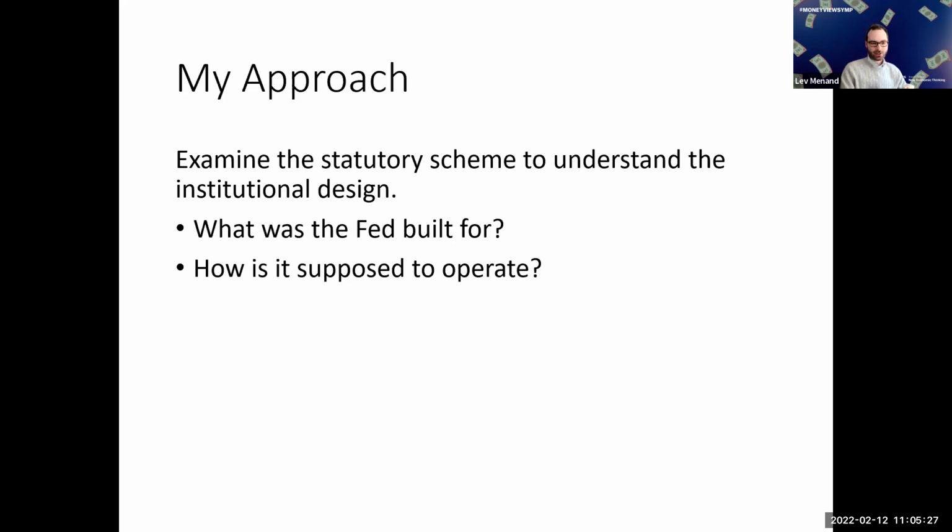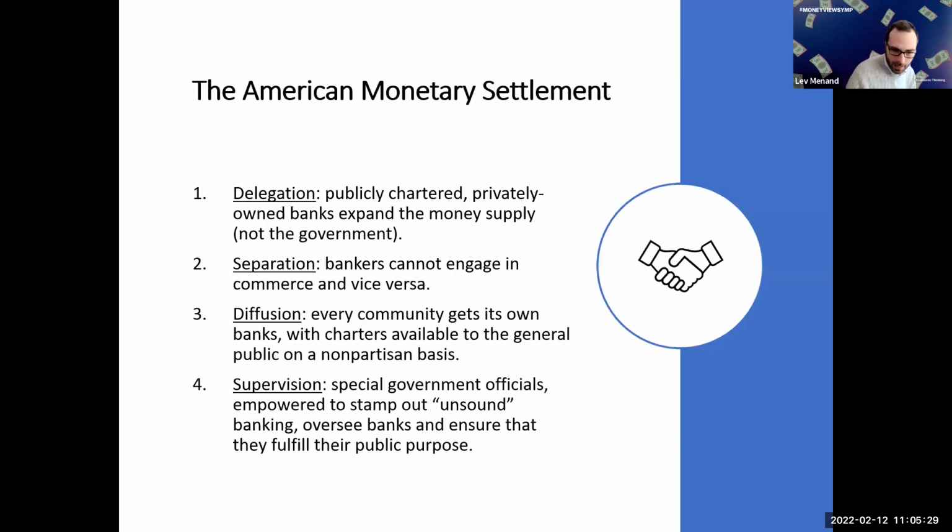And so it's quite striking. So I call the US solution to the problem of creating an elastic money supply the American monetary settlement. And this is an arrangement for creating money that emerges in the US at the state level in the 1830s and 40s after the Jackson veto of the Second Bank of the United States. And it's embraced at the federal level during the Civil War. And it reaches its apotheosis during the New Deal.